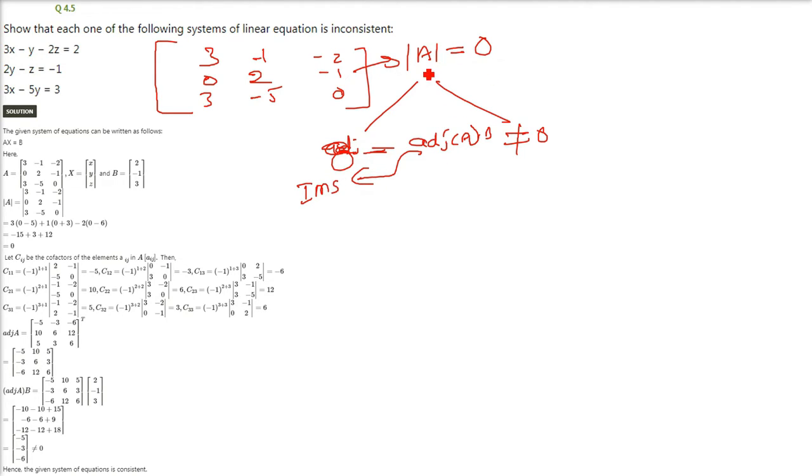But if determinant of A is 0, but the adjoint of A into B is not equal to 0, then you will say these systems of linear equations are inconsistent. So adjoint A, the transpose of the cofactor matrix, is adjoint A, multiplied with B, which is 2, minus 1 and 3. It will not be equal to 0. So these are inconsistent.